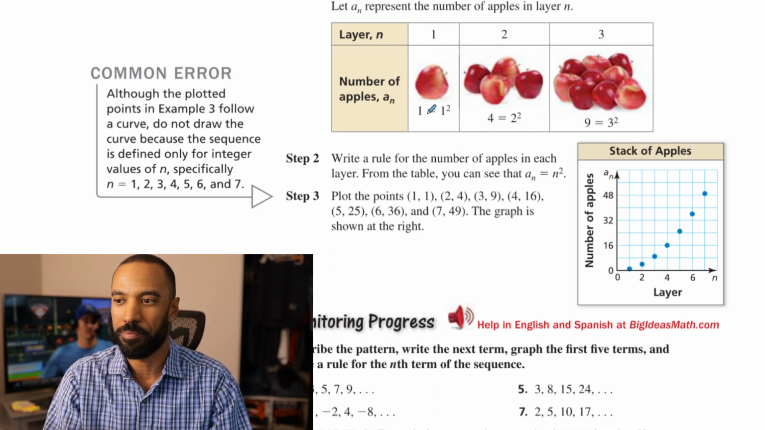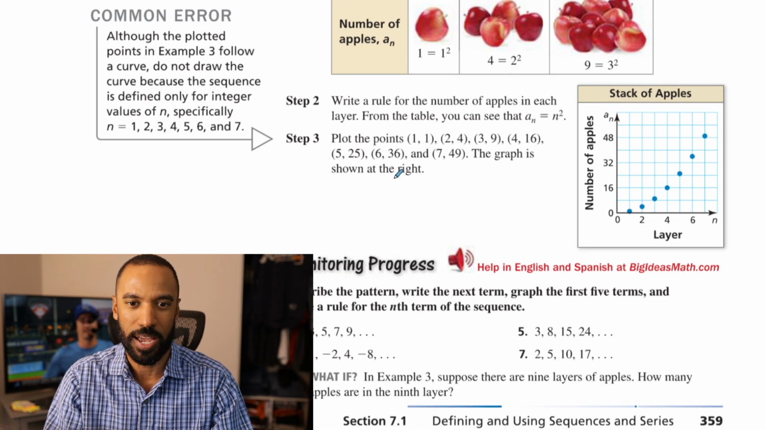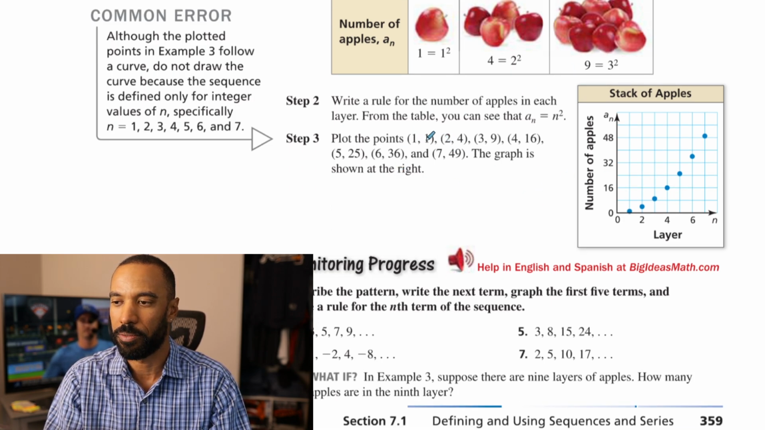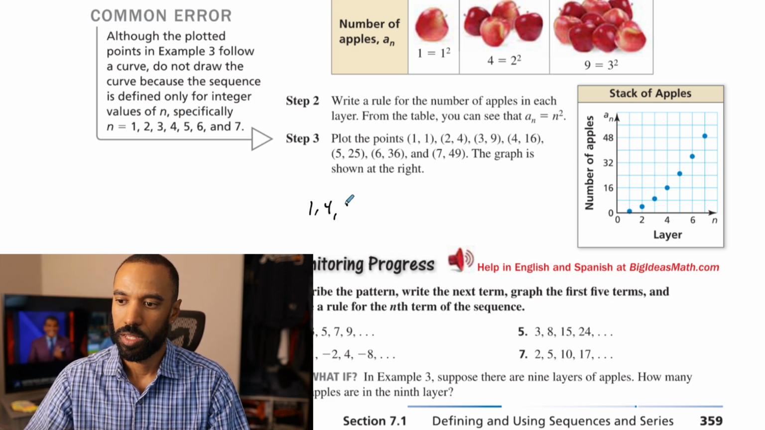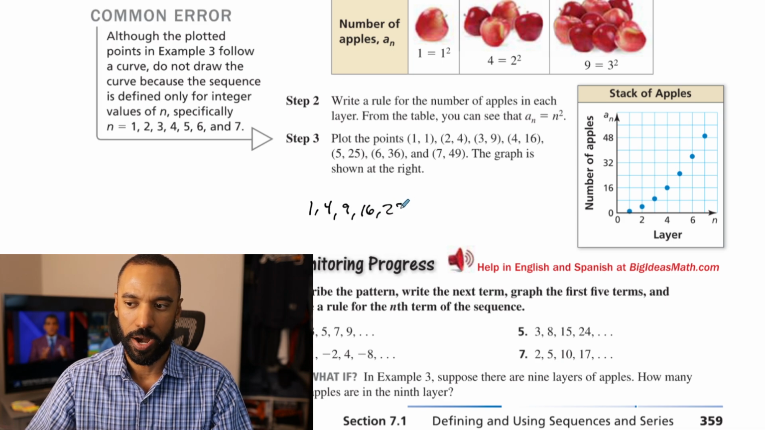You notice that, right? 1 squared is 1, 2 squared is 4, 3 squared is 9, and that's continuing that pattern. So we can write it for all those terms in the sequence. We will have 1, 4, 9, 16, 4 squared, 5 squared, 6 squared, and 7 squared as those terms.